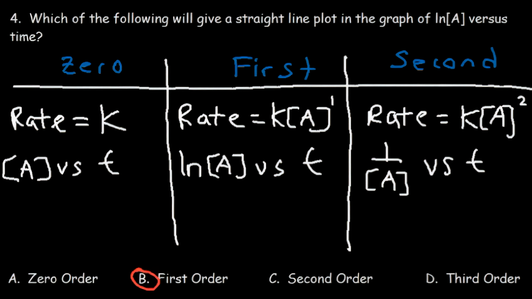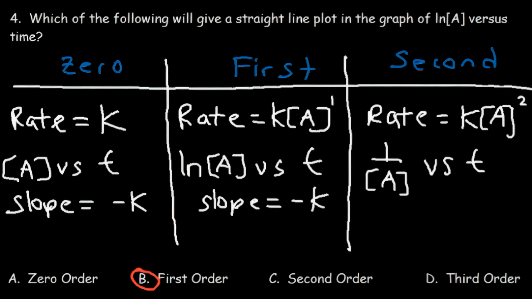You simply have to know that if you plot the natural log of A versus time, you'll get a straight line plot. Now there's some other things you need to know. For a zero order reaction, the slope is equal to negative K. For a first order reaction, the slope is also equal to negative K. But for a second order reaction, the slope is equal to positive K and not negative K.